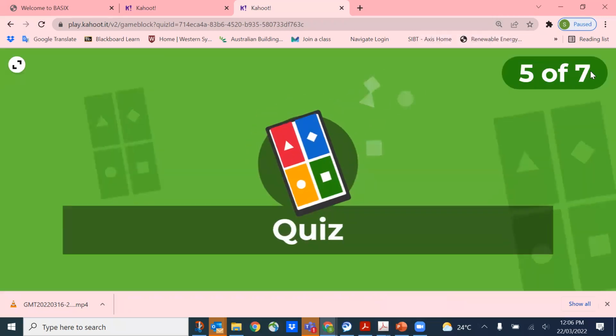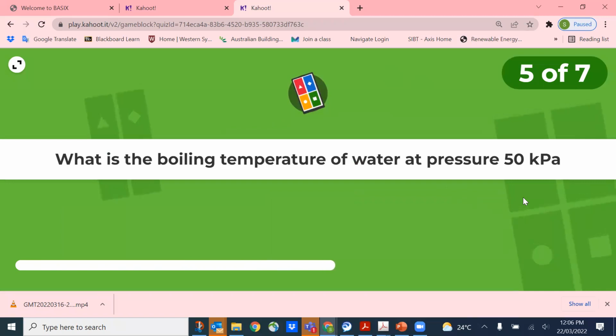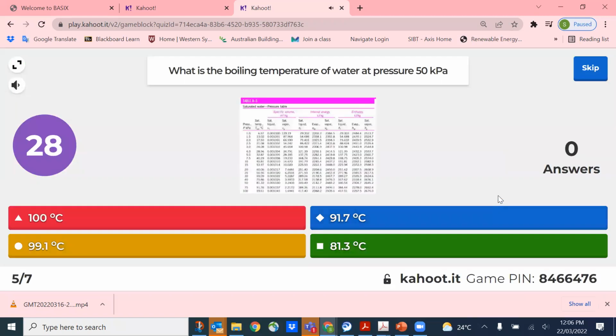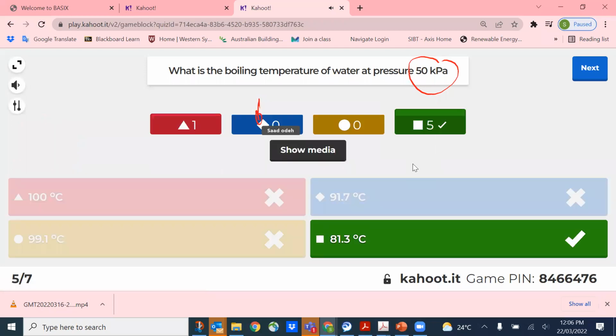Yeah, let me check. Number 5. So now pressure 50 kilopascal. What's the saturation? What is the boiling temperature? So that's the pressure. The first column is the pressure. The second column is the temperature. That is good. Yeah, the right one. Yeah, good. Not bad.